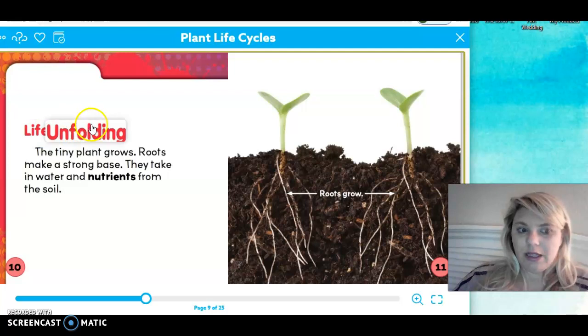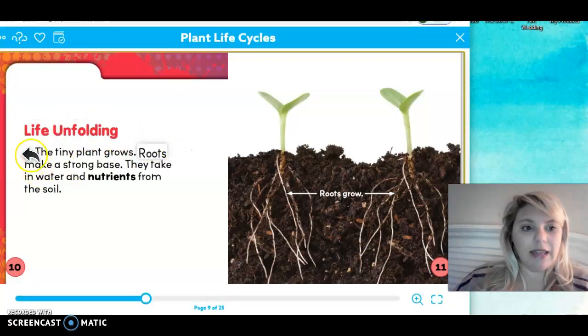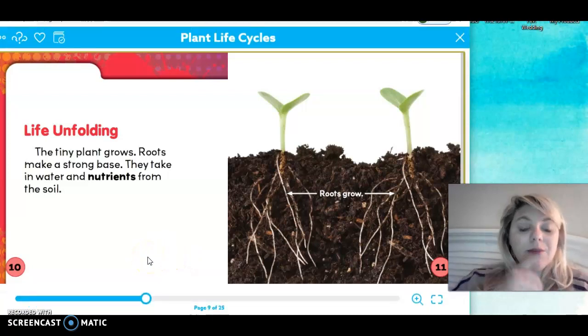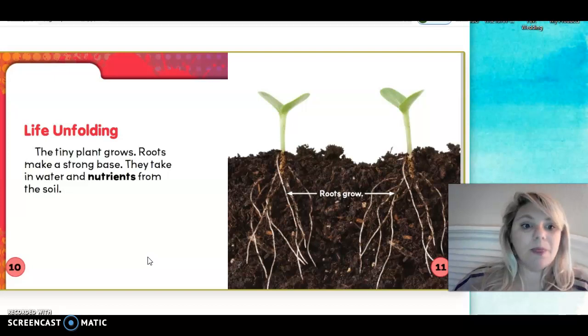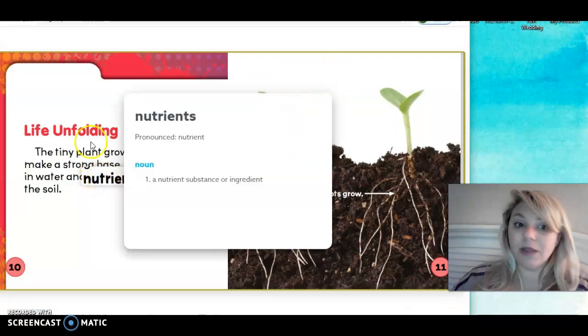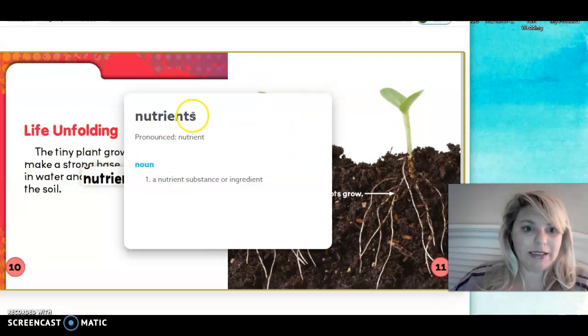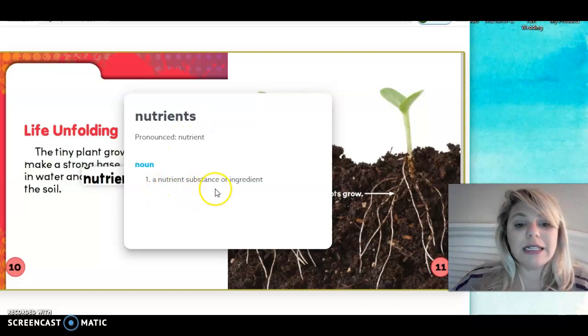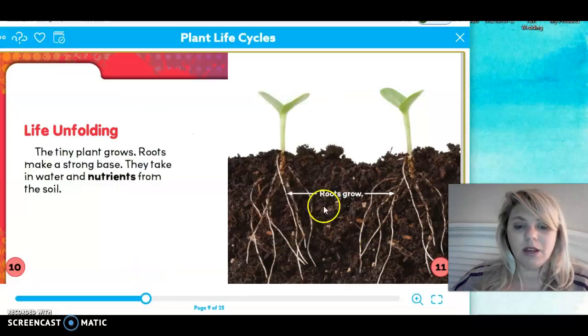Here we have a new heading, so this is another section. Life Unfolding. The tiny plant grows. Roots make a strong base. They take in water and nutrients from the soil. Here we have a bold word. Let's see what happens if I click on it. Oh, here it tells us nutrients. A nutrient is a substance or ingredient. Here we have some roots growing. You can see those roots.